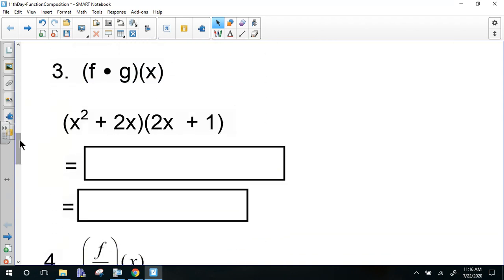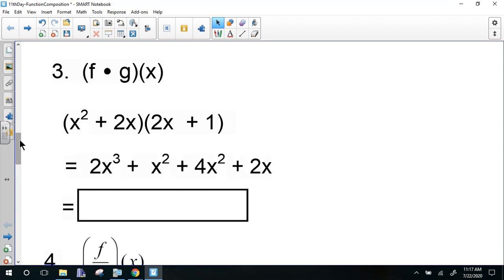Multiplying. We're multiplying a binomial times a binomial, so you can either use distributive property, FOIL method, box method, whichever one's comfortable for you. So if I multiply these, x squared times 2x is 2x cubed. X squared times 1 is x squared. 2x times 2x is 4x squared. And 2x times 1 is 2x.